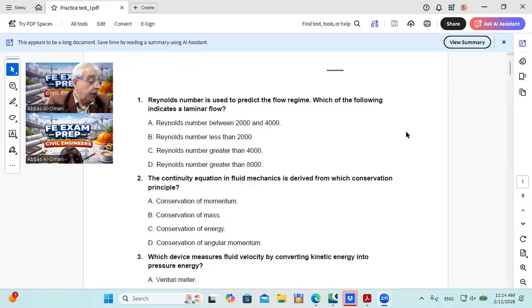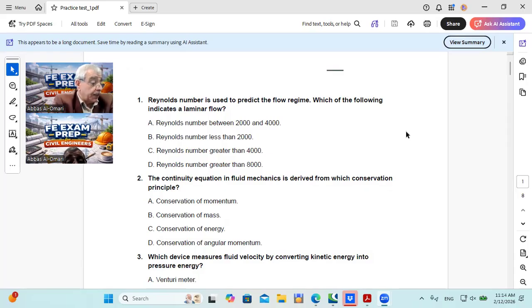Which of the following indicates laminar flow? Now we know the classification of pipe flow is based on Reynolds number. So if Reynolds number is less than 2000, the flow is classified as laminar flow. Between 2000 and 4000, the flow is in transition. And if Reynolds number is greater than 4000, the flow is turbulent.